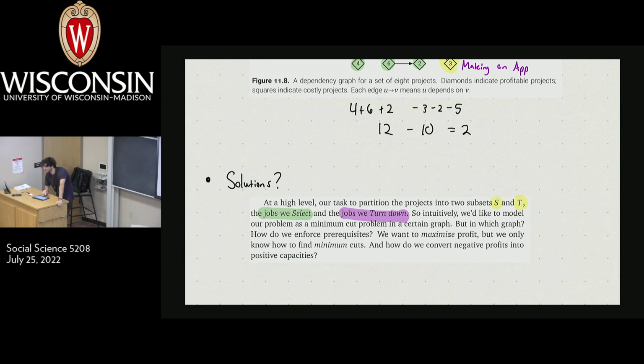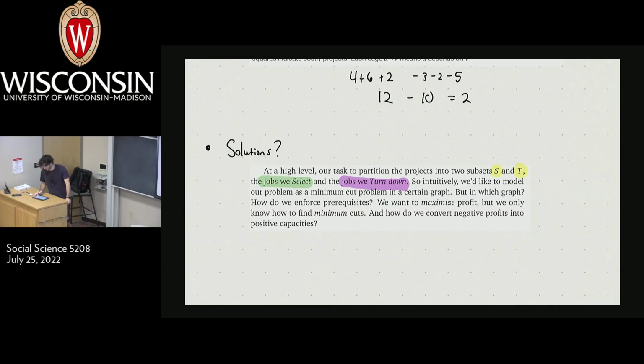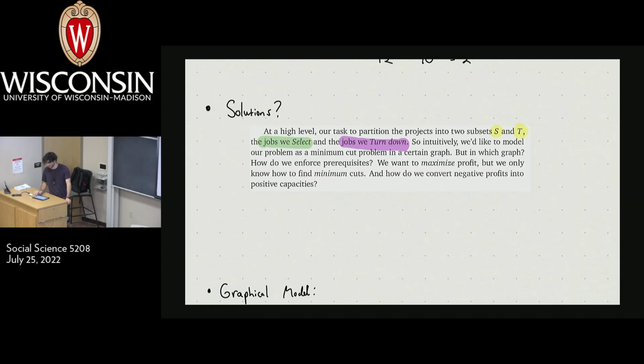So how do we do that? Like how do we enforce prereqs? How do we use minimum cuts to solve this problem? How do we convert negative profits into capacities, right? So in the min cut problem, we only have capacities, and those are always positive. We don't have any sort of notion of a negative capacity. So, how are we going to do this?